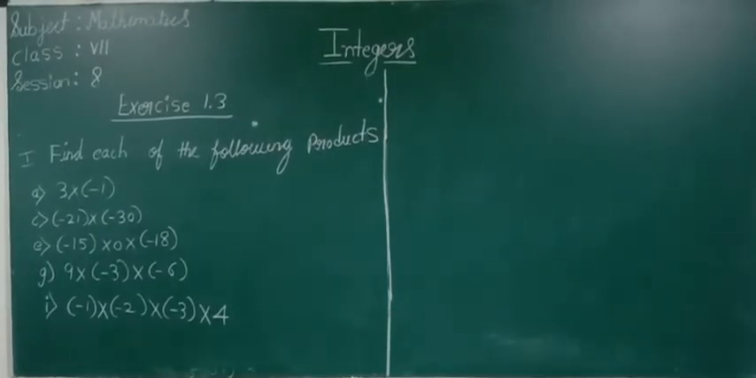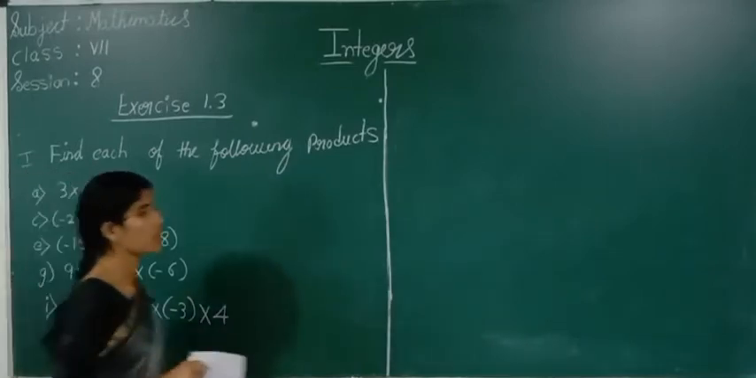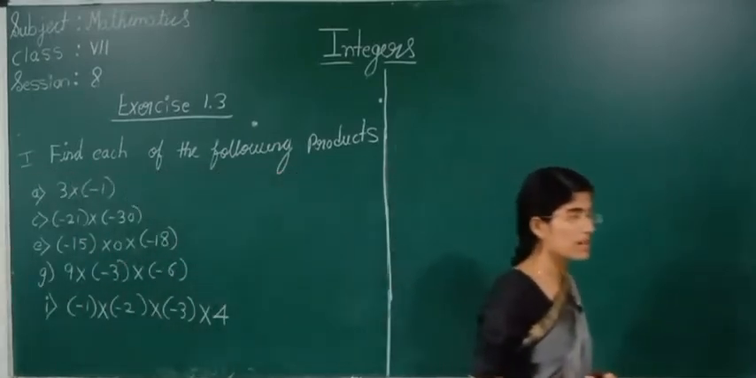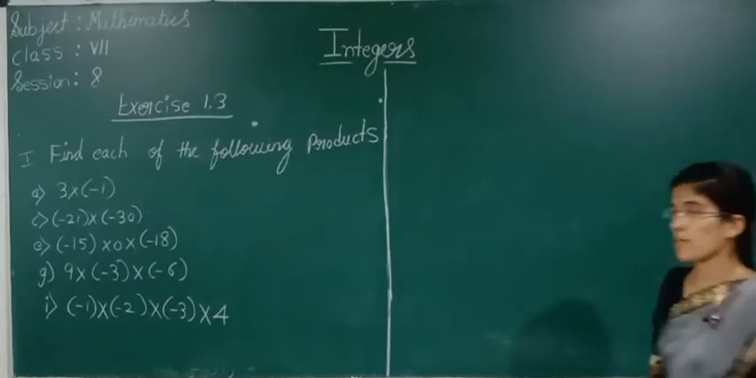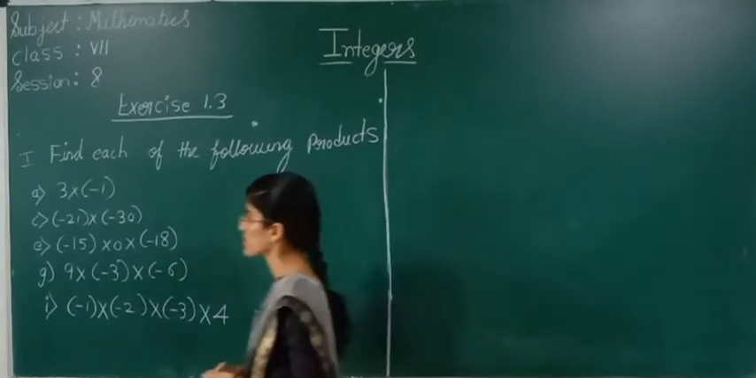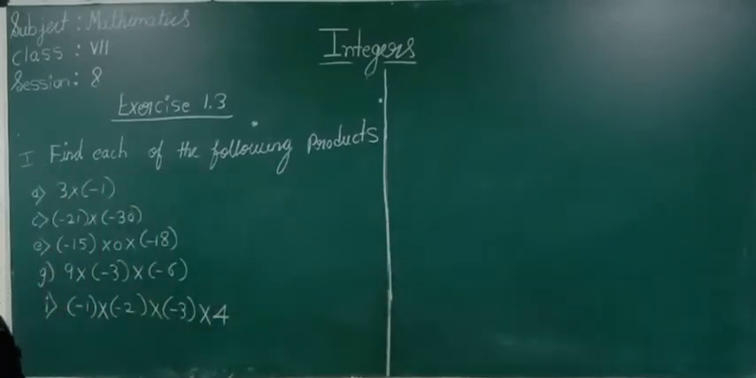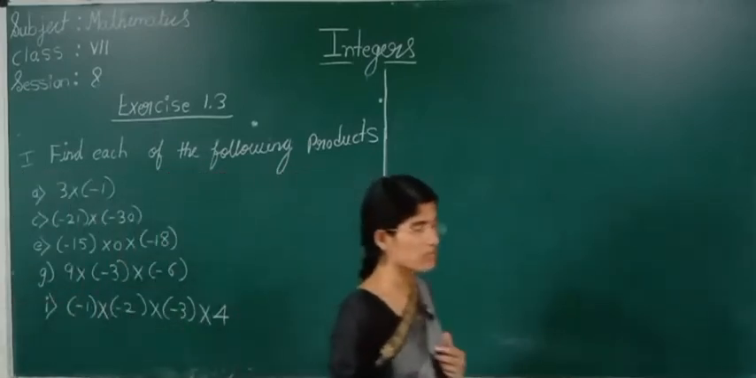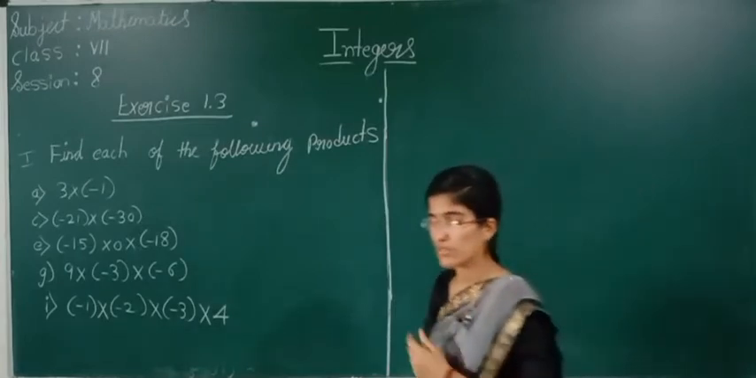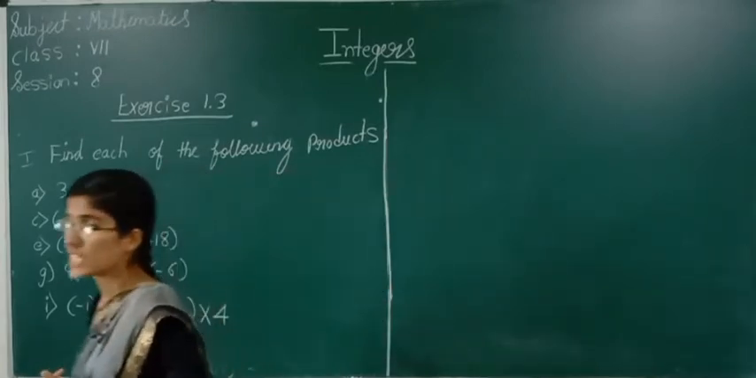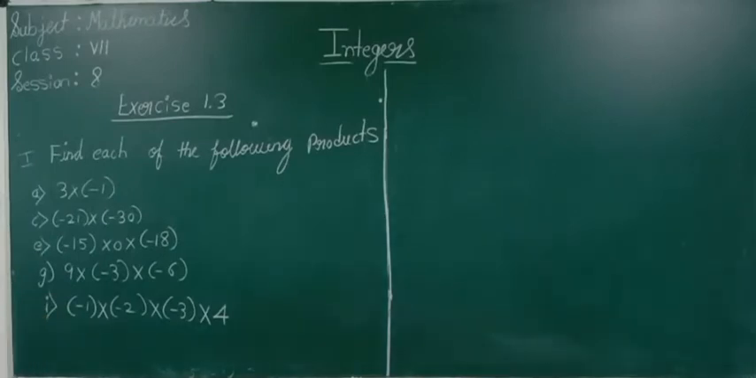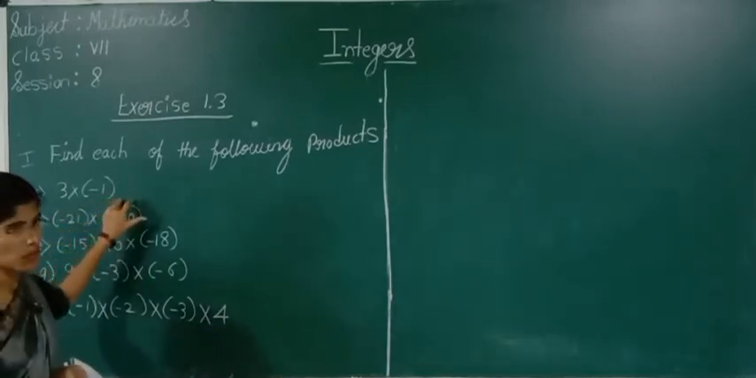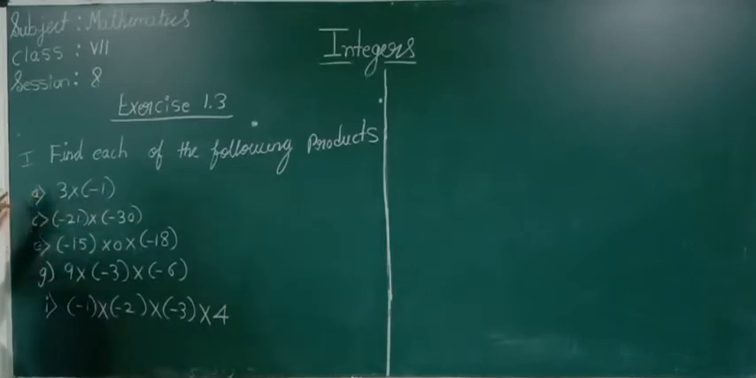Now we will solve exercise 1.3. Whatever we have learned, the properties of multiplication of integers, we are going to apply that on exercise 1.3. Exercise 1.3 is based on that only. Now here, find each of the following products. I only took a few problems here. Okay. Find each of the following products.